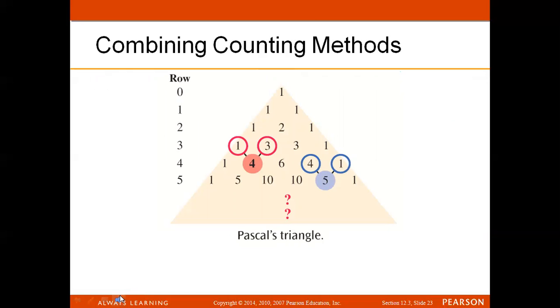Now we're going to look at Pascal's triangle. In Pascal's triangle, we start our labeling of rows with row 0. And row 0 is just the number 1 at the peak of this triangle. And as you go down the sides of the triangle, you're always starting and ending with the number 1.